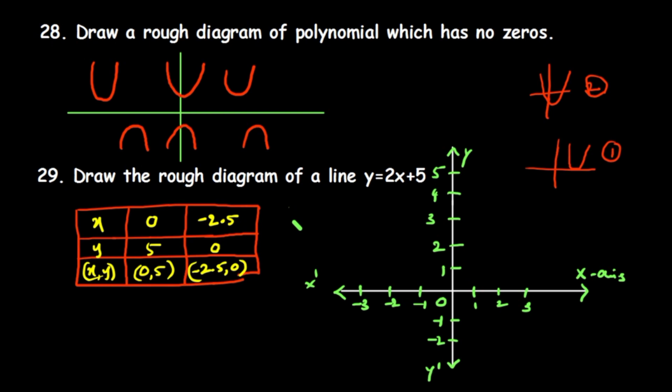Now what we have to take, the point here 0, 5, right? So 0, 5 is the point I'm going to plot on x-axis 0, y-axis 5. Yes, this is the point 0, 5, and another point here minus 2.5, 0, right? Minus 2.5, 0 is a point that lies between minus 2 and minus 3 here. So this is the point minus 2.5, 0, that is on the x-axis.